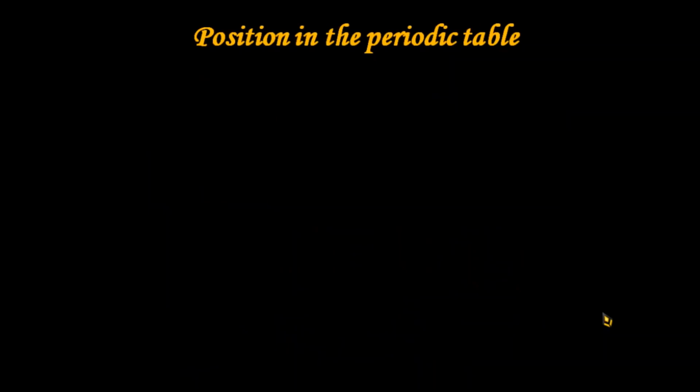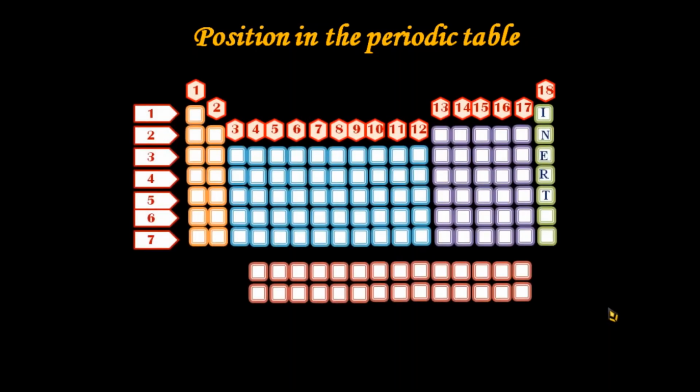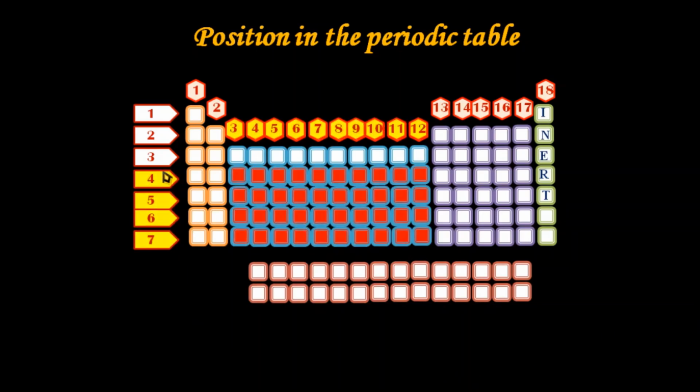Here we discuss the position of the d block elements in the periodic table. The d block elements consist of elements lying between the s block and the p block elements, starting from the fourth period. That means these transition elements start from the fourth period: 4th, 5th, 6th, 7th.